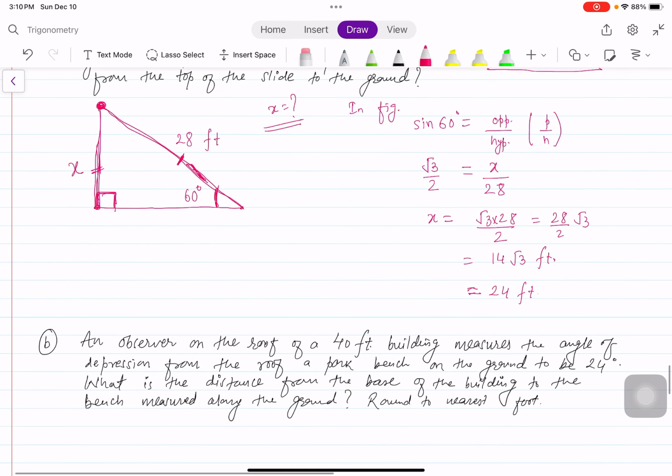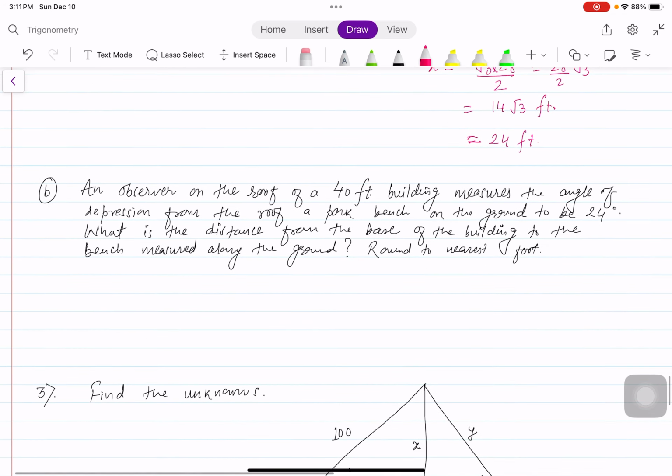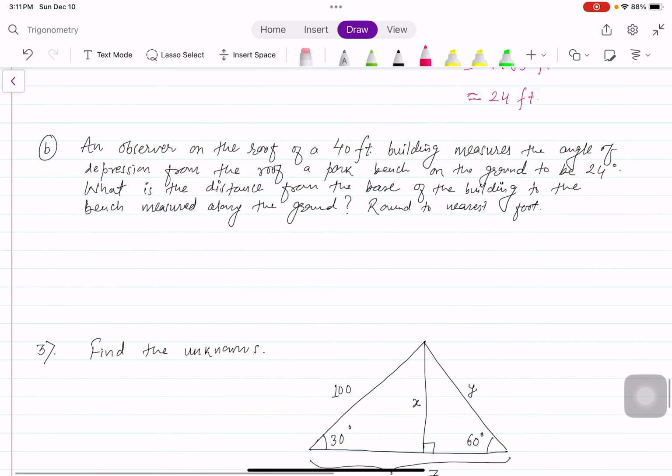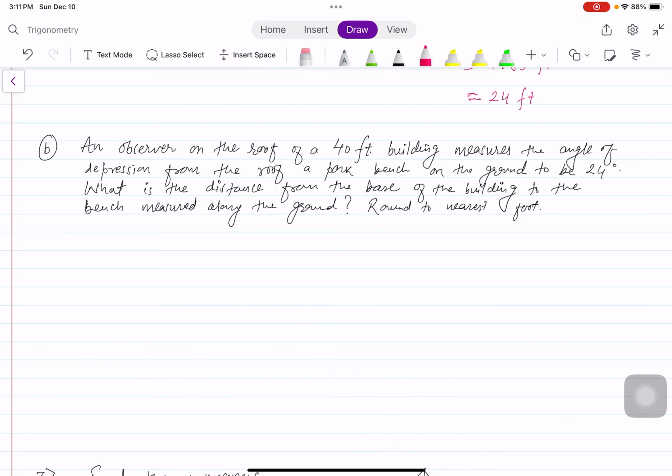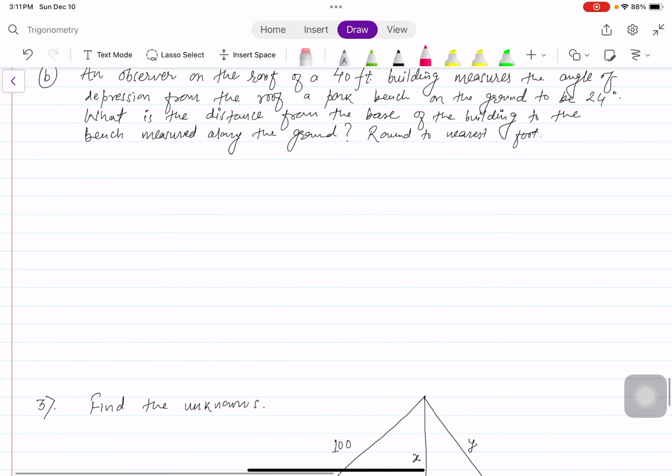So the vertical distance turns out to be 24 feet. I have another problem. Again, pause the video and go through the instructions. I hope you have read the instructions now. So I'm going to solve the problem.